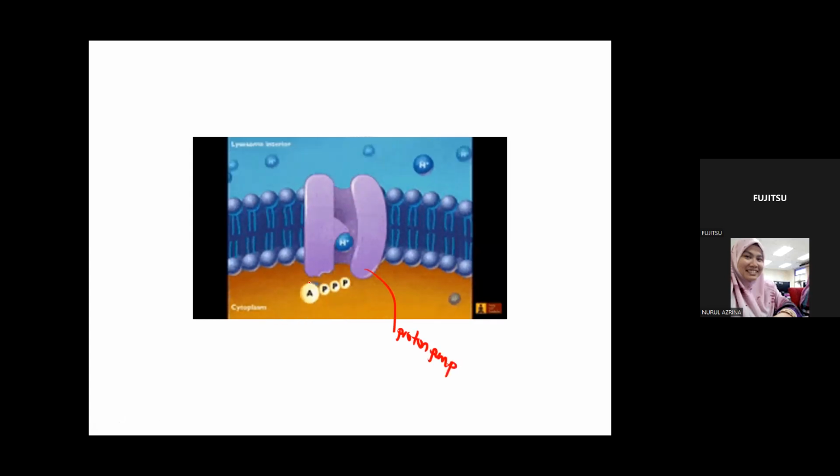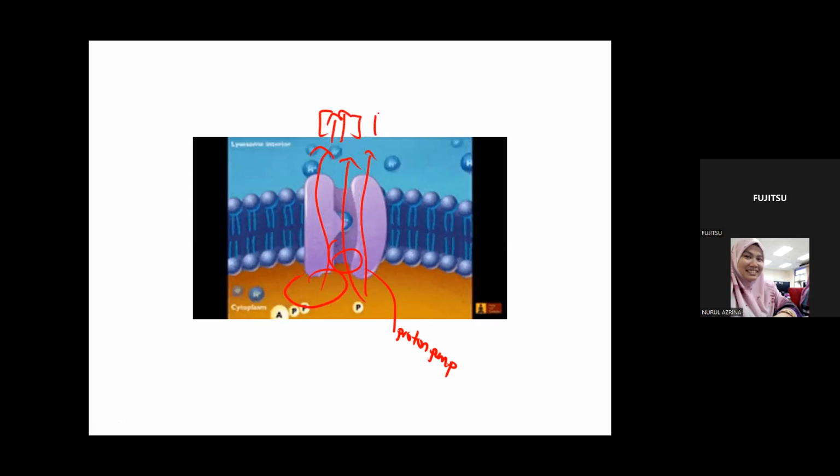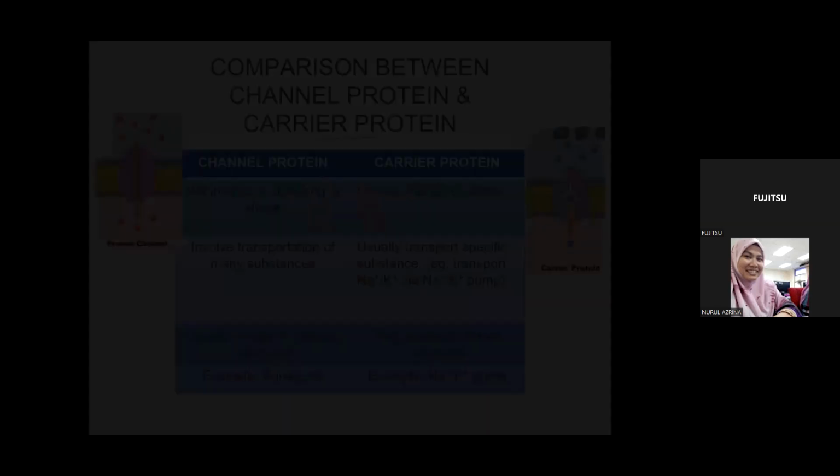Okay, now this is ATP that is used to help transporting hydrogen ion from the inside of the cell to the outside of the cell. Bawa keluar banyak hydrogen, so that dekat luar ni you have a very high concentration of hydrogen ion. And this will create what we said just now, proton gradient. Okay, so that is the active transport.